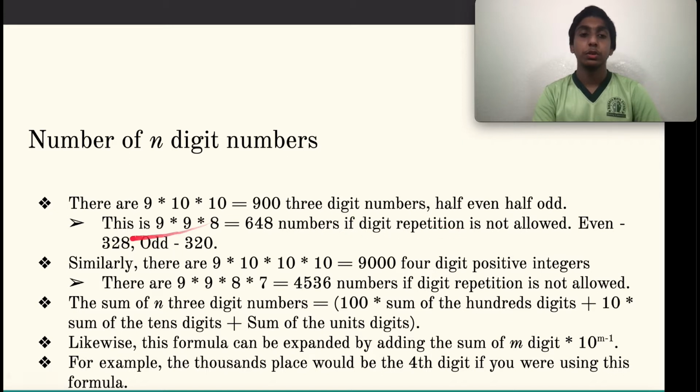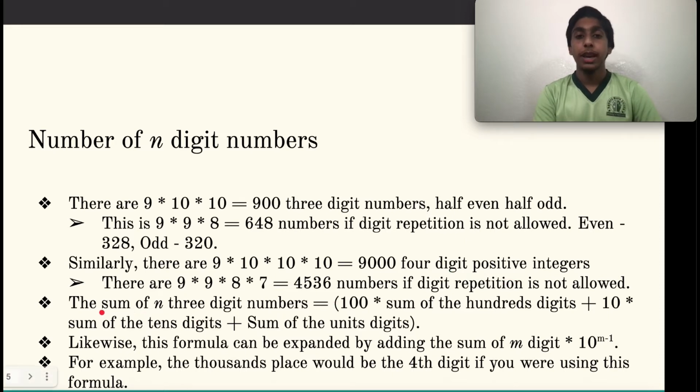There's going to be 328 even numbers and 320 odd numbers. Obviously, don't memorize this, just know how you can find it. So if you understand how we're going to use the 9 times 9 times 8, you can figure this all out by yourself. Similarly, there are 9 times 10 times 10 times 10, 9,000 4-digit positive integers, so just 4-digit numbers you could call them. And there are 9 times 9 times 8 times 7, which is 4,536 numbers if digit repetition is not allowed, and these are 4-digit numbers.